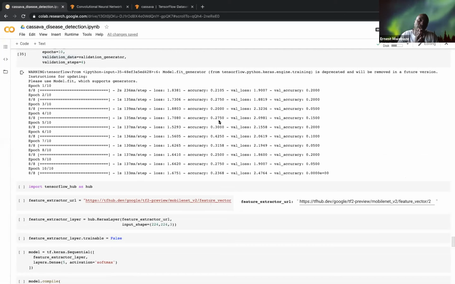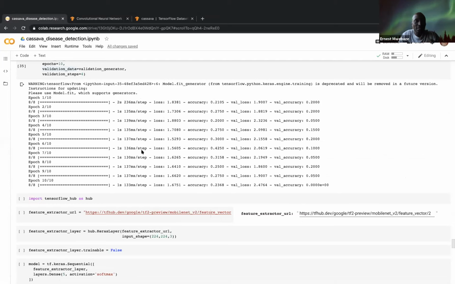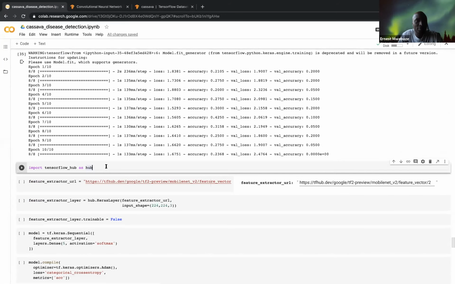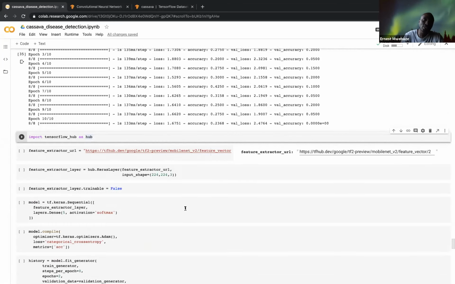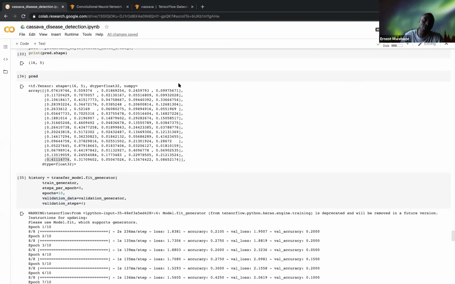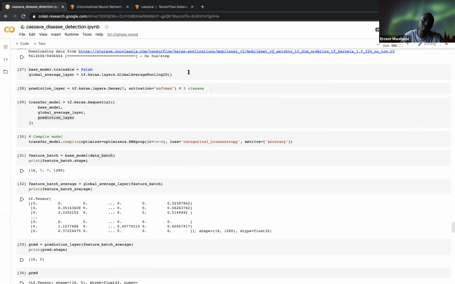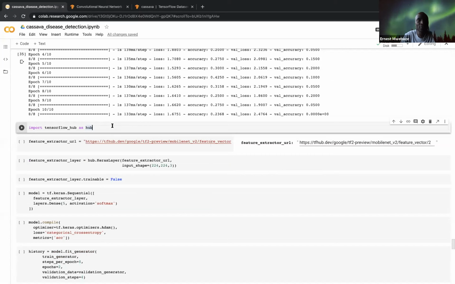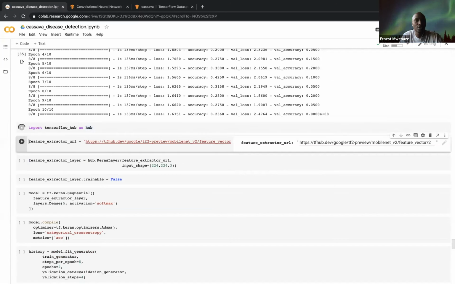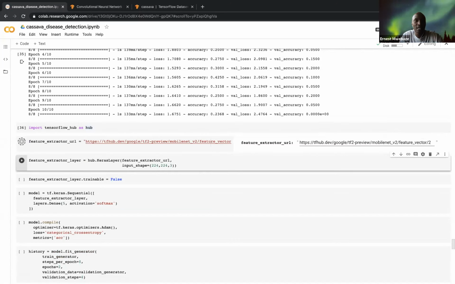So this is one way of getting a different architecture. The other way is to use something called TensorFlow Hub. So TensorFlow Hub has several other models. Here we're getting it from the Keras application, so Keras repo. But you can also get these models from TensorFlow Hub. And the way you do it is slightly simpler.